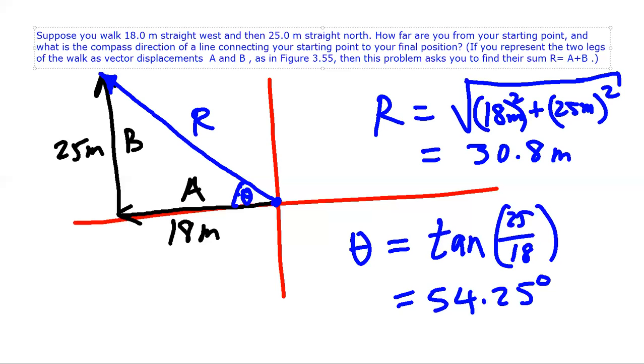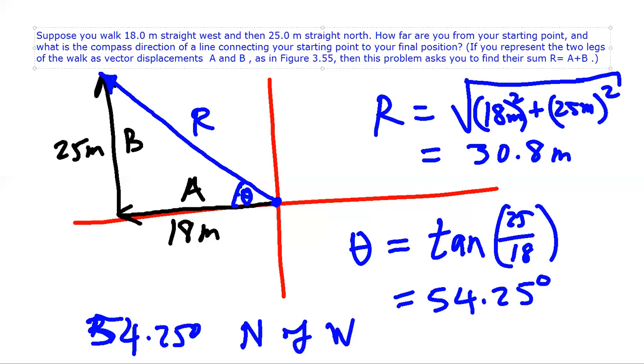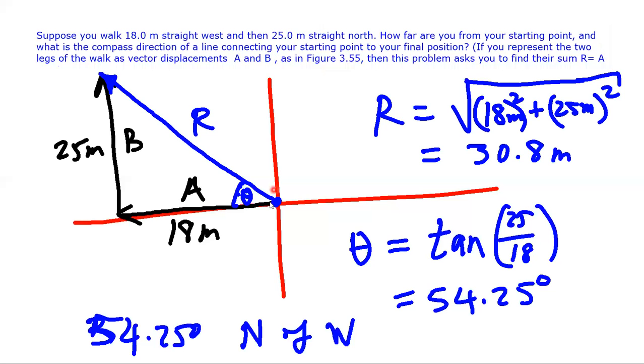So this will be 54.25 degrees north of west, because this is your west, and this is your north. So you're starting from west and then going north, 54.25 degrees.